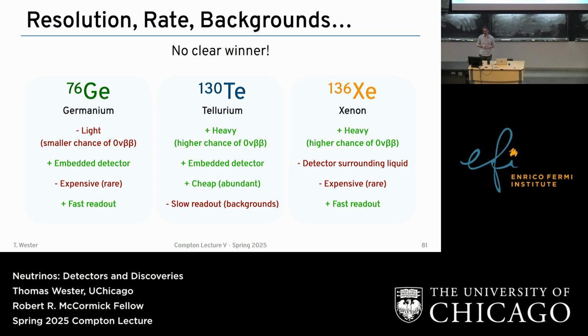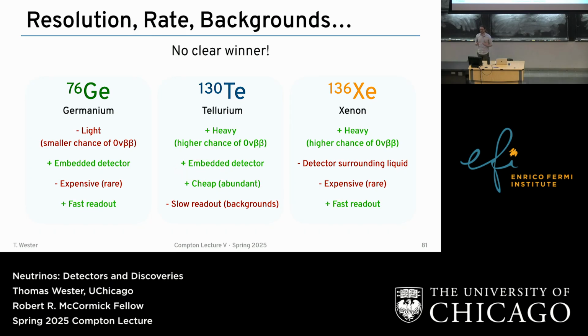So germanium is nice for a couple of reasons. You can embed a detector inside a germanium crystal, which makes it really very efficient at seeing what happens inside the crystal. But it's expensive because it's very rare to process it, and it's also pretty light. So it's got this mass number 76 here compared to the other ones, which are 130. So the rate of the double beta decay is a little bit less. Tellurium's nice because it's heavy and it's naturally abundant, so it's kind of cheap.